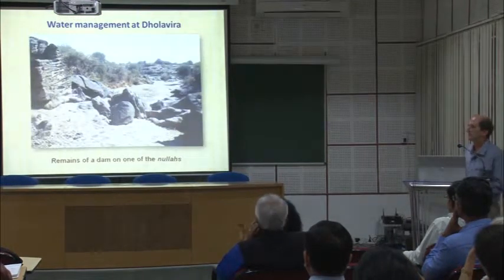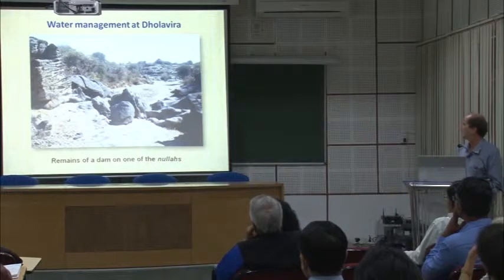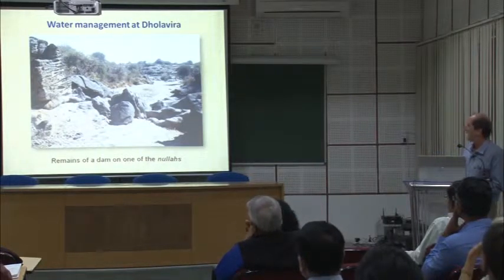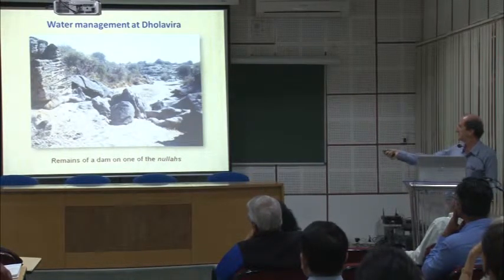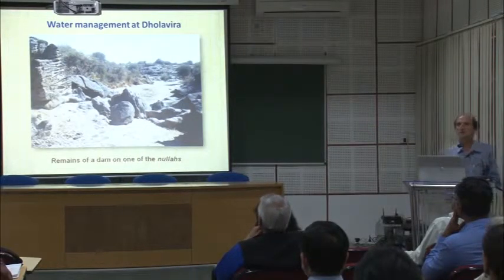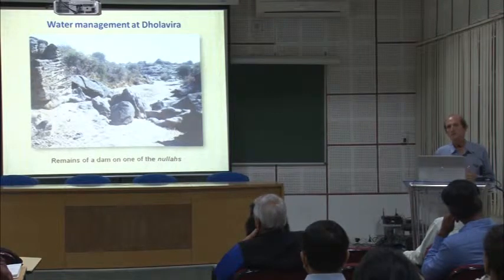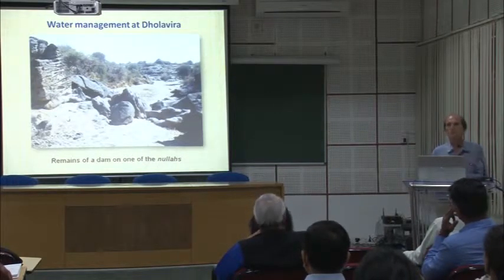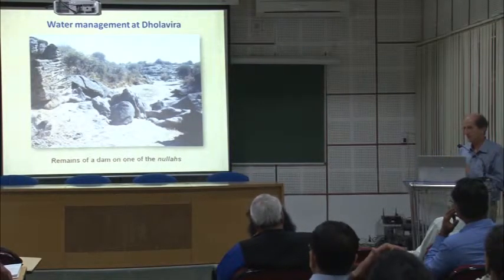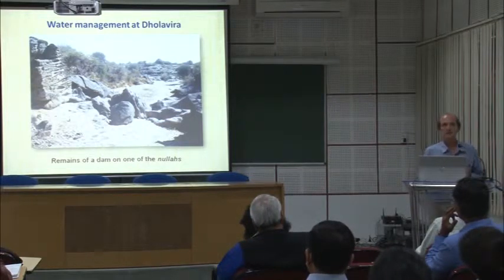Now, the water management. The basic of it was that there were these two nullas, and relics of dams like this, which you can see here, had been constructed. Dams made of stone have been found on both, and the intention was quite clear. It was to divert the dam waters into the city. So the city, in fact, was seen as a gigantic water harvesting device.